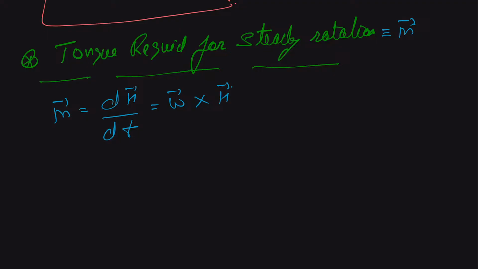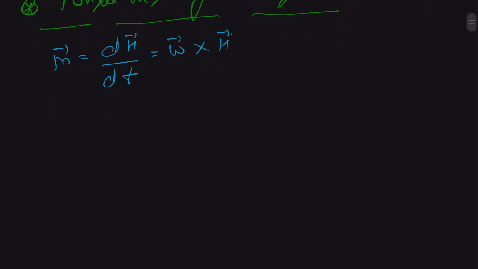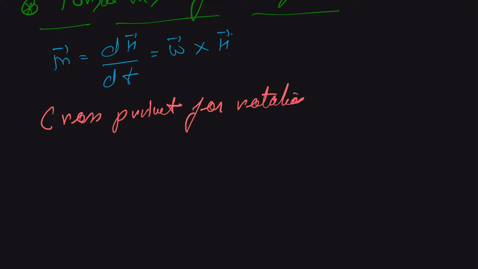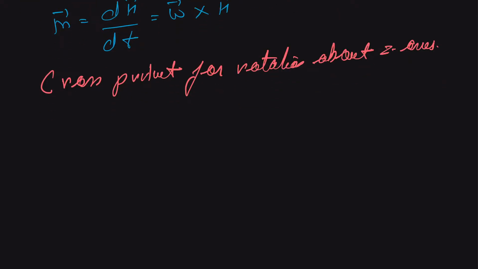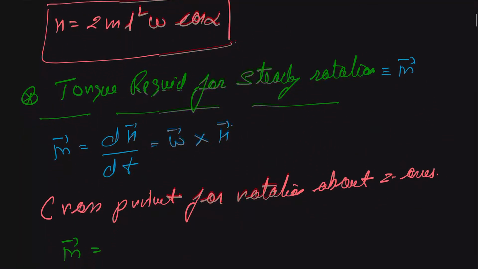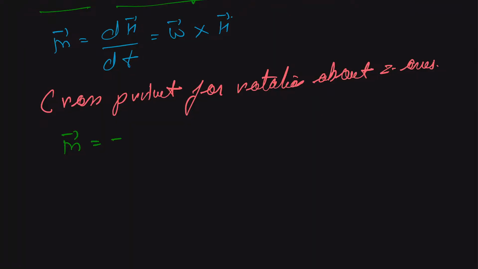And so if we use the cross product for rotation about the z axis, we get that our M will be equal to its derivative, so we are going to have minus 2 m omega square L square sine of alpha cos of alpha j unit vector.